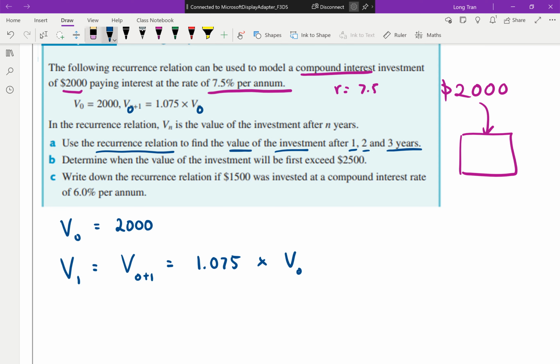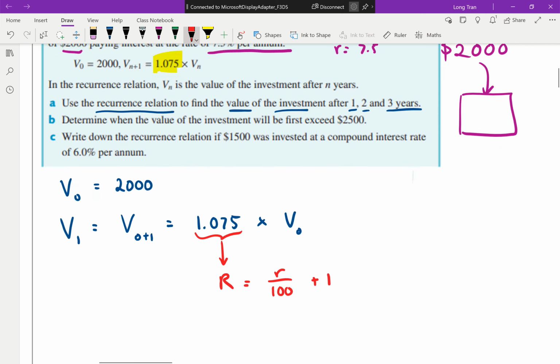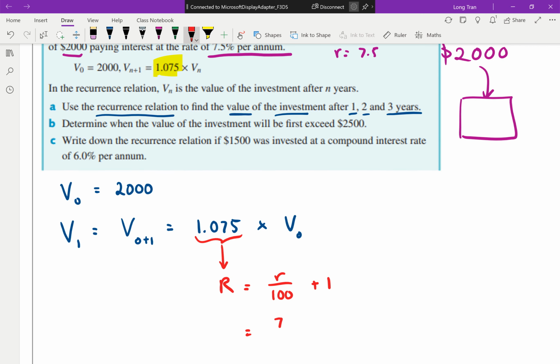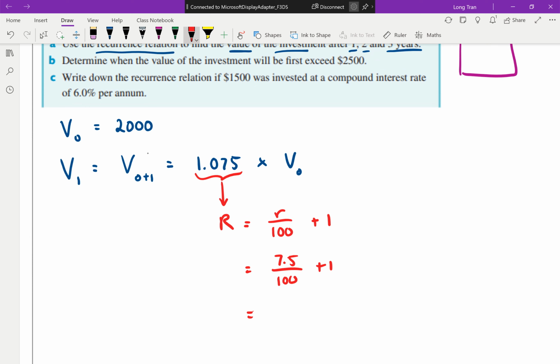Now, for those who are wondering where the 1.075 came from, this part came from R, and remember R, if you've copied the notes, it was R over 100 plus 1. True? So 7.5% is the same thing as writing 7.5 over 100 plus 1. 7.5 divided by 100, if you do that on your calculator, is 0.075. That's where they got 1.075.